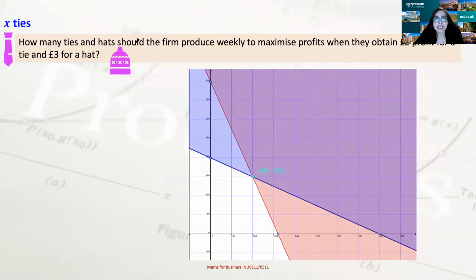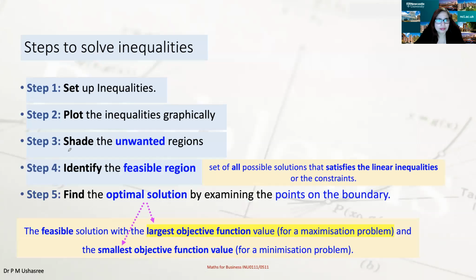How many ties and hats should the firm produce weekly to maximize profits when they obtain £2 profit for a tie and £3 for a hat? That's our next question. Okay, remember guys, x is the number of ties, y is the number of hats. Now, how do we solve this? Let's say P is the profit, okay?